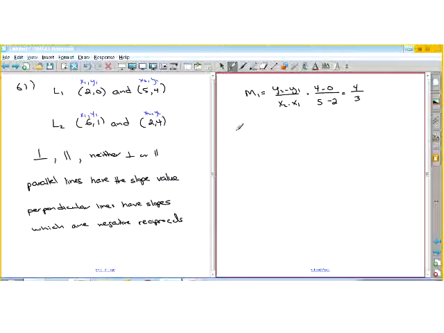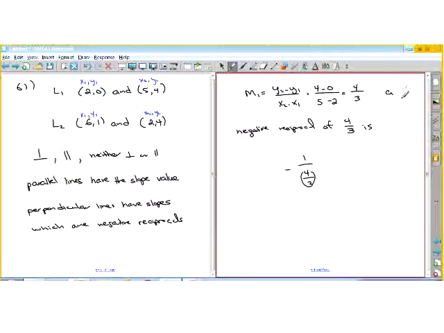Now the negative reciprocal of this number, the negative reciprocal of 4/3 is, so we put a negative sign out in front of it, and we take the reciprocal of the fraction.